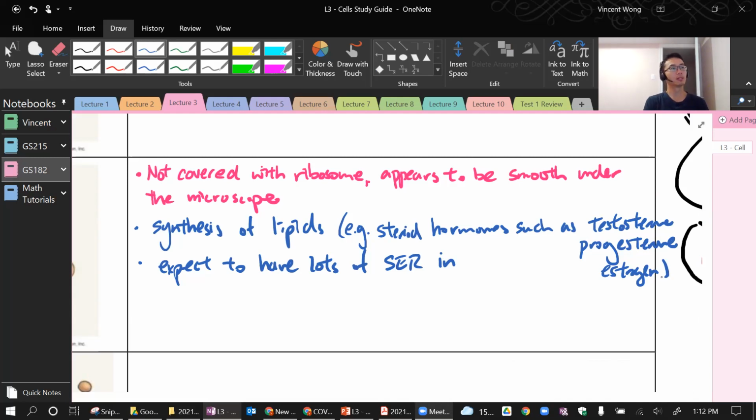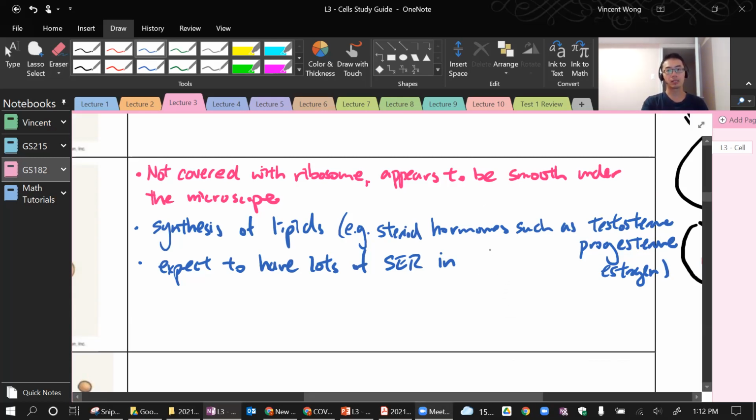Really? Nobody knows? The sex organ, the pituitary gland, the brain. Okay. What sex organ? Like in male, or in female? The sex organ is called gonads, right? So what are the gonads in male and female that produce these things? Testicles, that's right. So we expect to have lots of smooth ER in cells of the testicles.